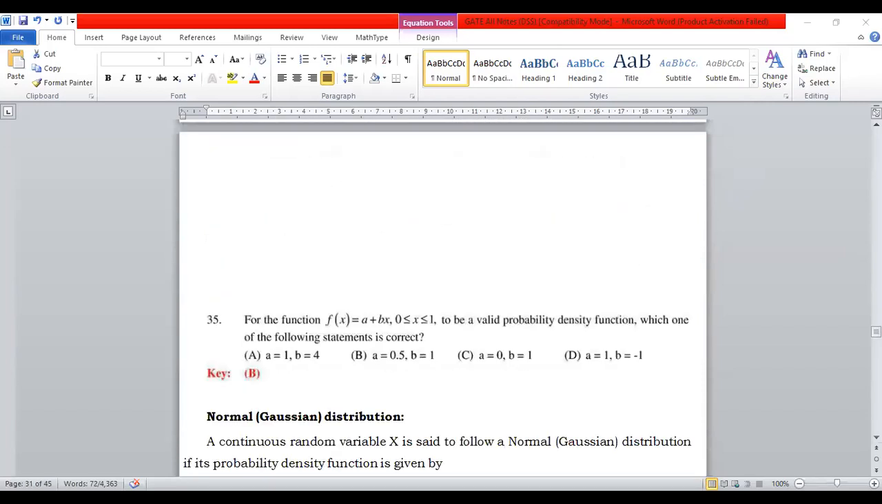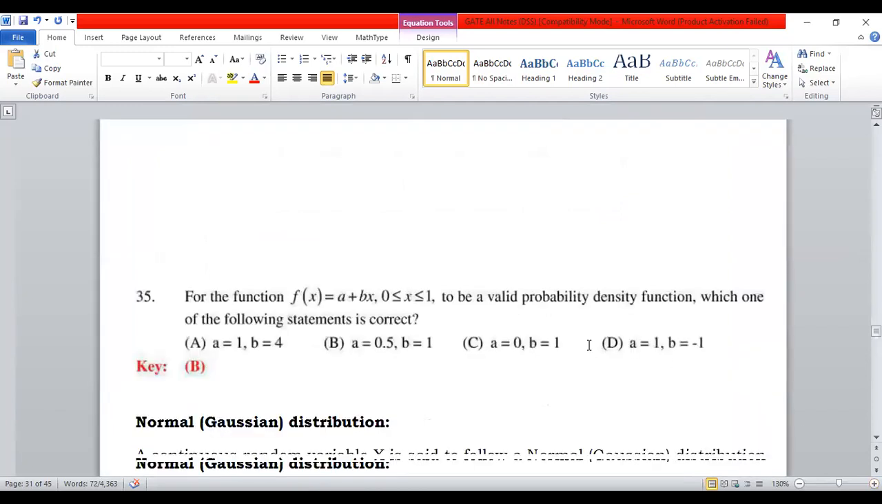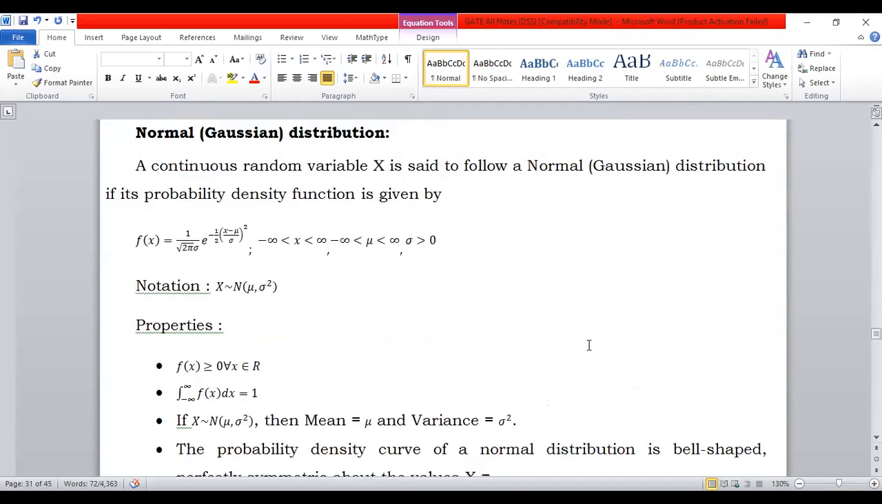There is normal distribution also. I will give some glimpses about normal distribution because that is the most useful. The king of all the probability distributions is the normal distribution or Gaussian distribution. I have not prepared PPTs, but it is in the form of Word. Let us try to understand.